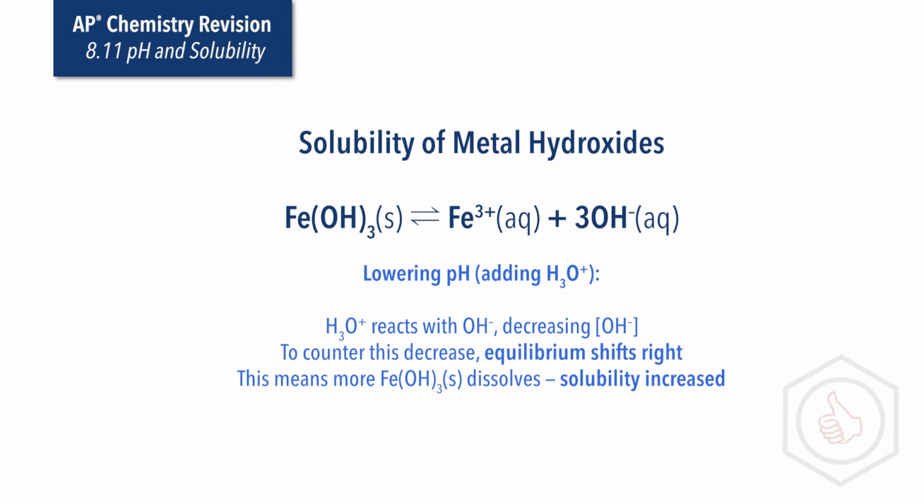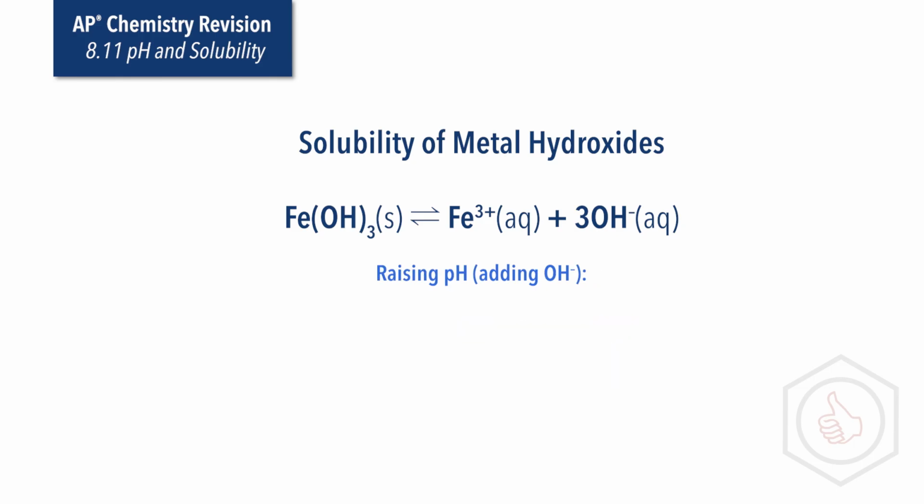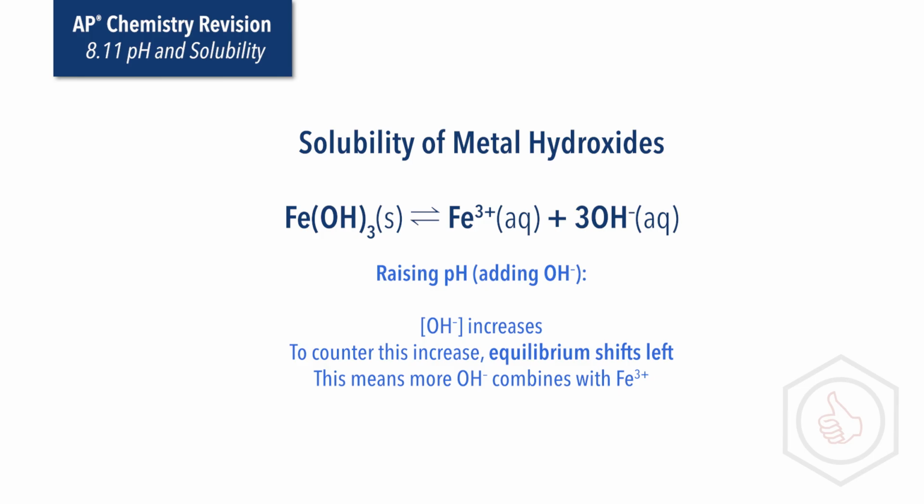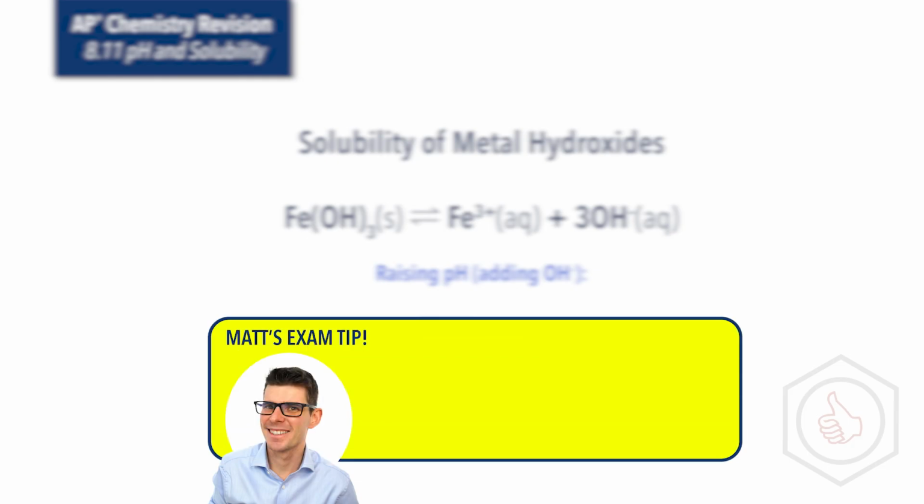Equally, if the pH of the solution is increased by adding more OH- ions, this increases the concentration of OH- ions and the equilibrium shifts to the left. This means more OH- combines with Fe3+, and more solid iron hydroxide is made. The solubility decreases. Exam tip here.